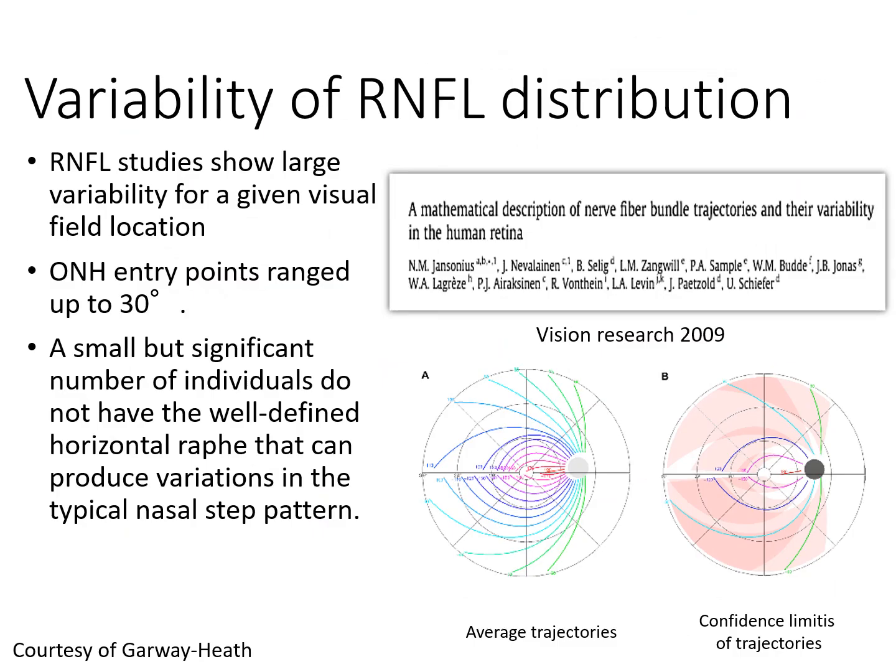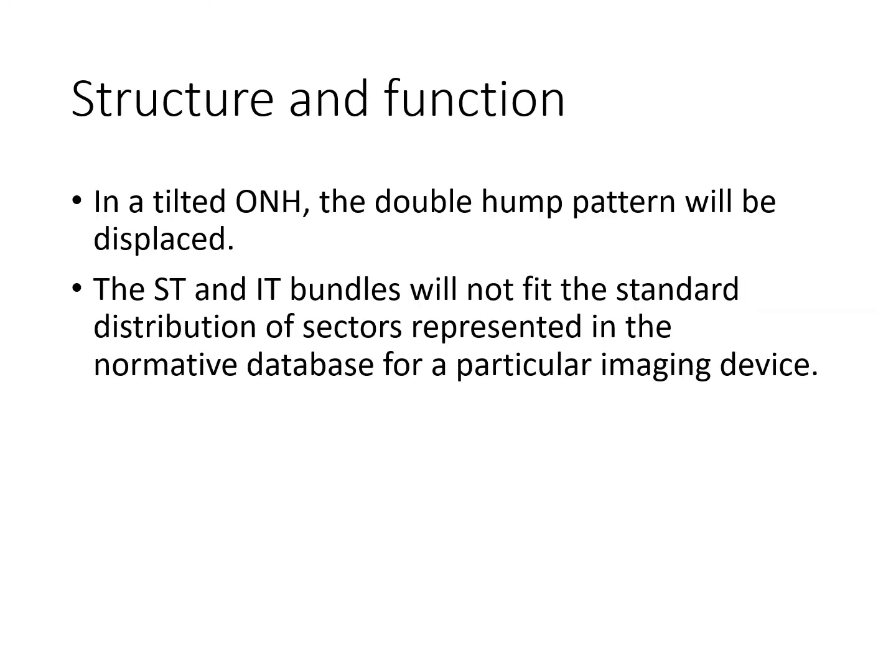Another problem could be the tilted optic nerve head, in which the double hump pattern will be displaced a little bit, shifted from the nasal to the temporal side. The superior temporal and the inferior temporal band will not fit the standard distribution of the sectors.